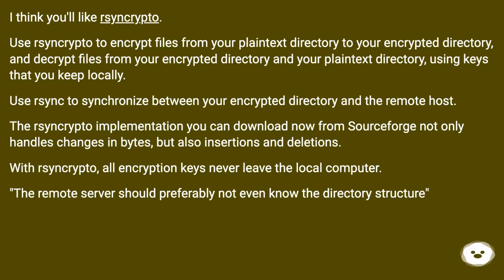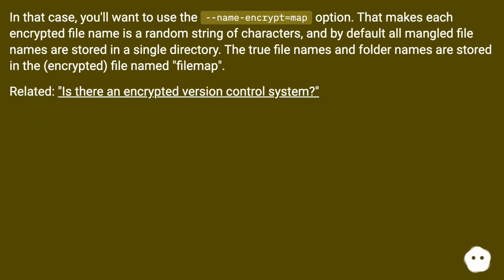The remote server should preferably not even know the directory structure. In that case, you'll want to use the name encrypt equals map option. That makes each encrypted file name a random string of characters, and by default all mangled file names are stored in a single directory. The true file names and folder names are stored in the encrypted file name file map.